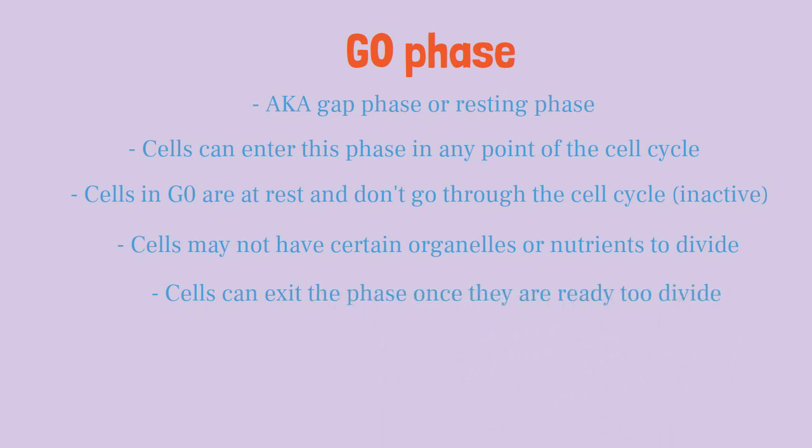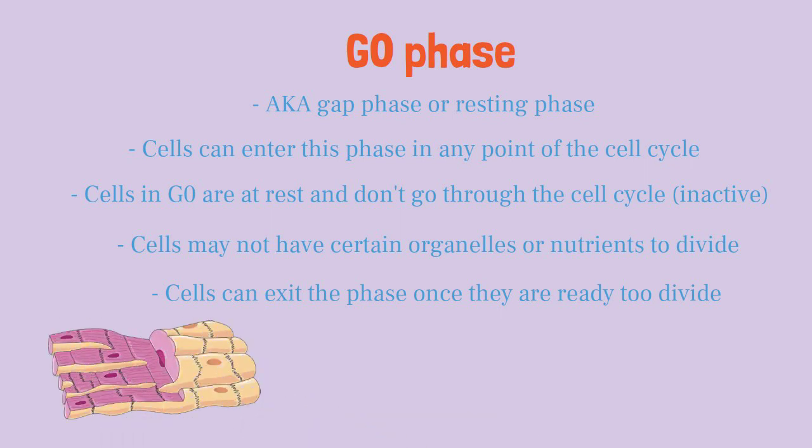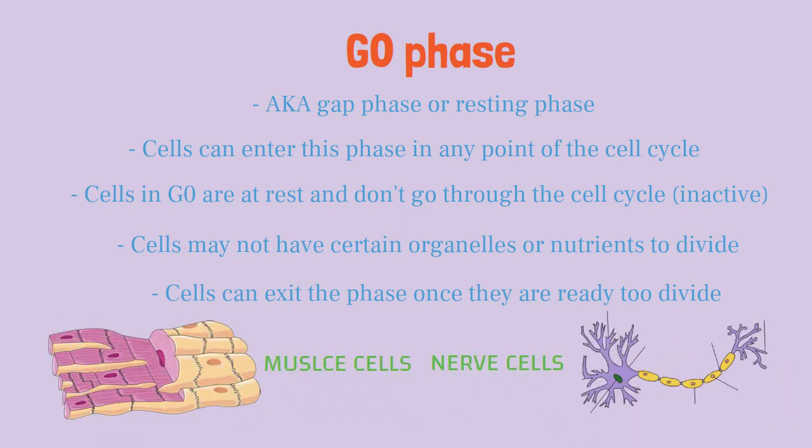A couple of cells in the human body are actually at G0, and those are the muscle cells and the nerve cells. That is the reason if you damage your nervous system, for example, it doesn't really recover because cells in your nervous system are actually not dividing at all.